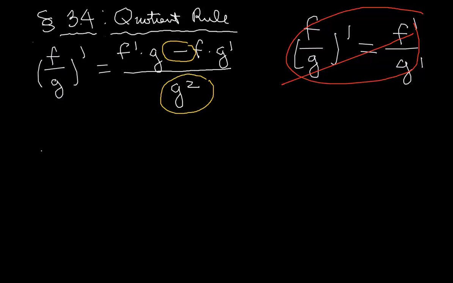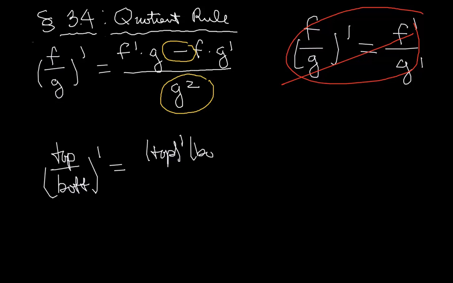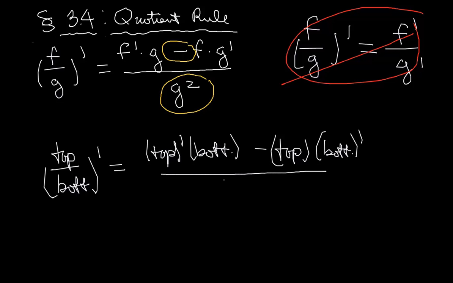Another way could be the following. f is the top function, so let's just write top. g is the bottom function. So the quotient rule says, you take derivative of the top times the bottom, minus top times derivative of the bottom, all over the bottom squared. If you keep saying that to yourself, hopefully it'll stick, but this is another way of remembering it. Okay? So let's do some examples.